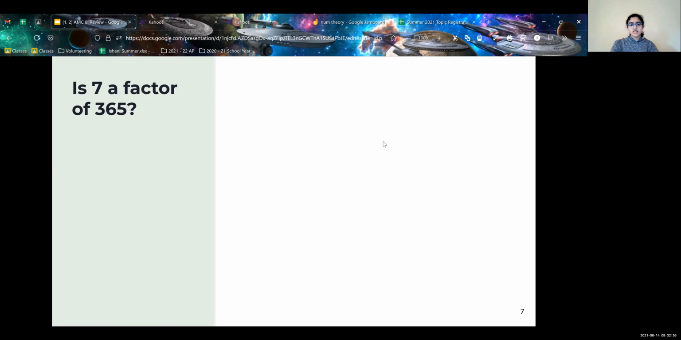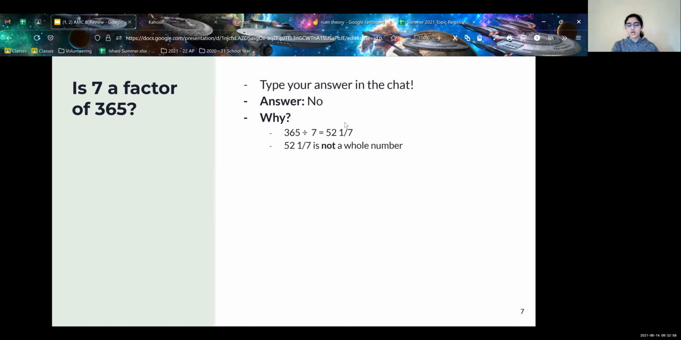Is 7 a factor of 365? Now type your answers in the chat. Okay, yeah. You guys are getting the correct answer. So the answer is no, because when you divide 365 by 7, you get 52 and 1/7, or 52 remainder 1. And 52 and 1/7 is not a whole number. So that means that 7 is not a factor of 365.